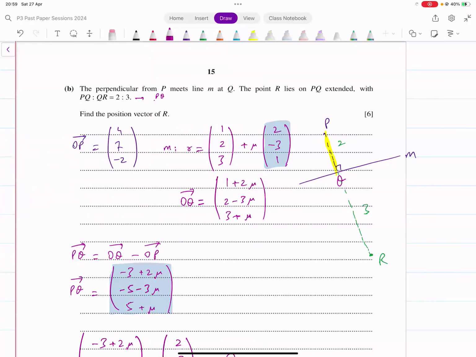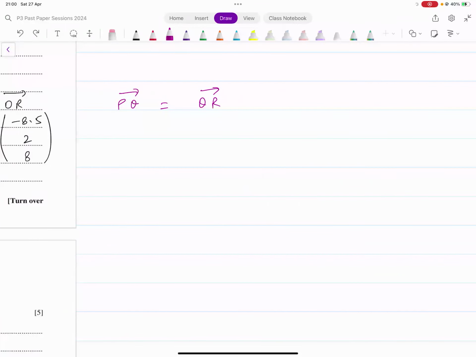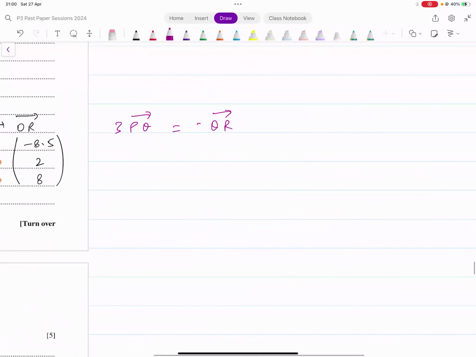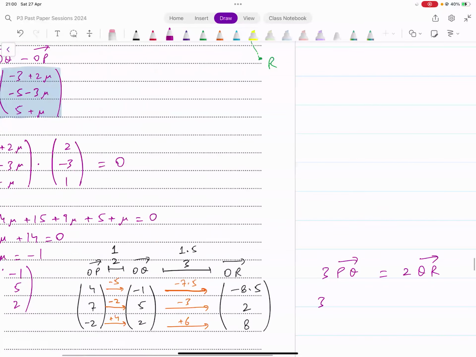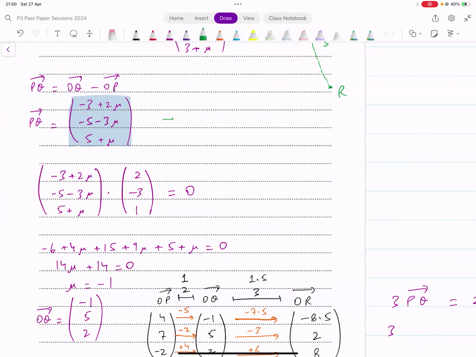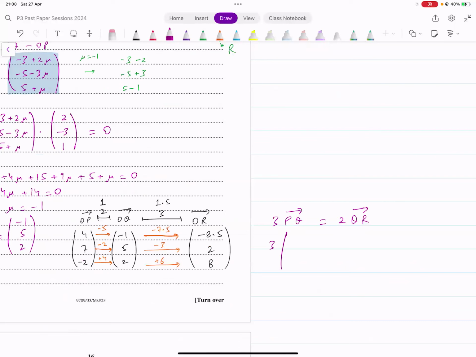We could say PQ over QR equals 2/3. And if we cross multiply, that gives us 3PQ equals 2QR. If this is the ratio of their magnitudes, it would be the same ratio for their vectors as well. So we could say 3 into PQ vector would be equal to 2 times QR vector. And now, since we already have PQ vector here, let's see what this turns out to be. If mu is minus 1, what do we get for that? Minus 3 minus 2, minus 5 plus 3, and 5 minus 1. That will be minus 5. So this vector is minus 5, minus 2, and 4.